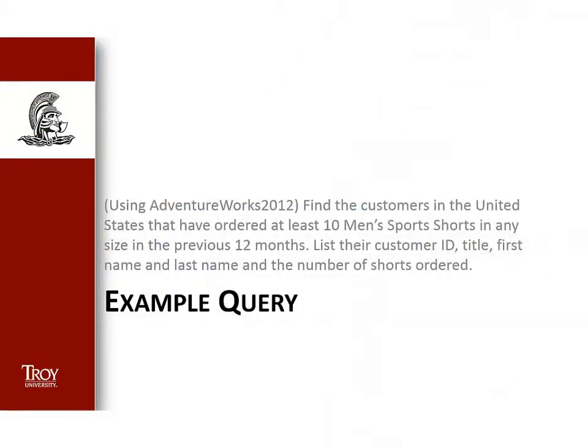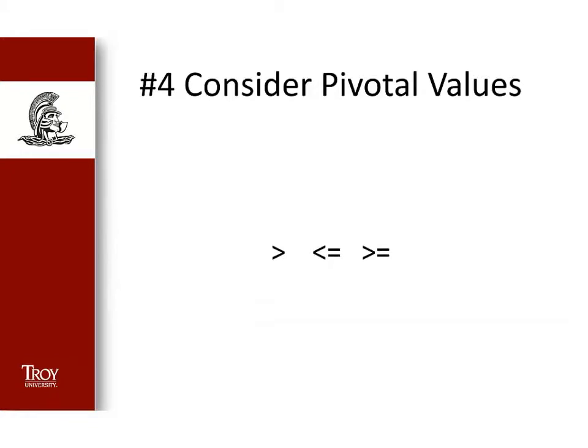Now that we have completed our step-by-step query writing using this example query, I have 2 more points I would like to highlight. It is very important to consider what's referred to as pivotal values. As in the query example we've seen, we needed to produce a listing that included customers who had ordered at least 10 units of a particular product. It's important to clearly understand what the pivotal value here is. The pivotal value is 10.